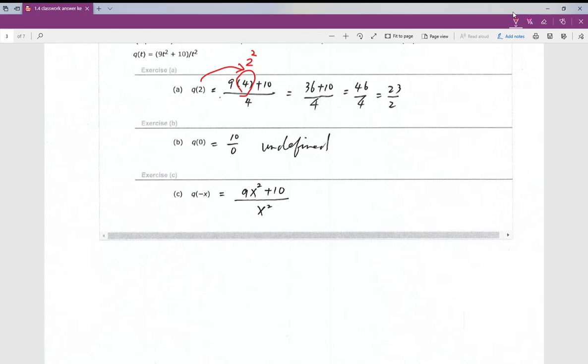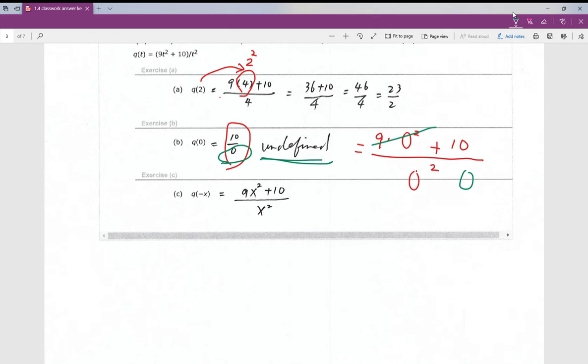Now, if you input a 0, I didn't show work, if you want me to show work, 9 times 0 squared plus 10, divided by 0 squared. And 9 times 0 squared is just 0. So 10 divided by 0 squared is 10 divided by 0, right? Now when you have 0 in the denominator, we say it's undefined. In my algebra 2 class, I talk about if you have denominator 0, for example you have $10, and you want to share with 0 persons, how can you share? Nobody there to share, right?